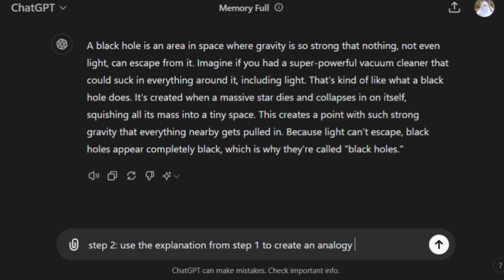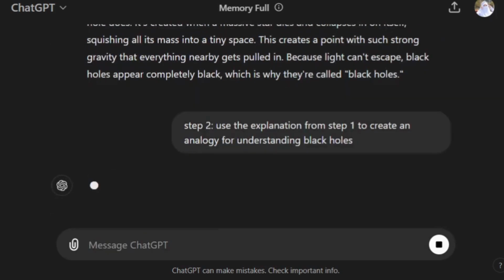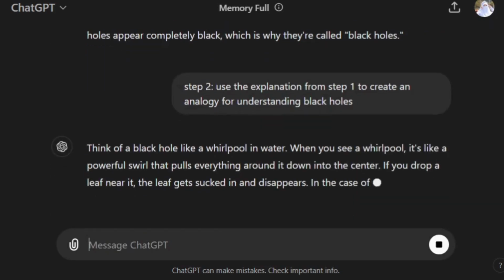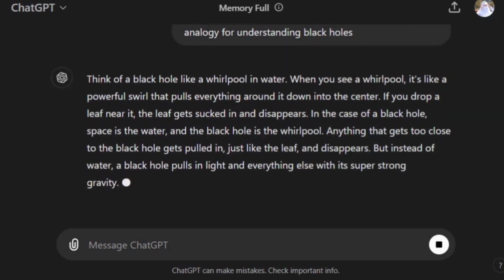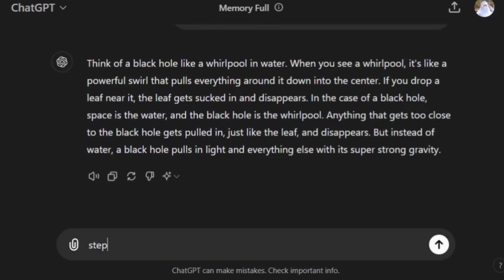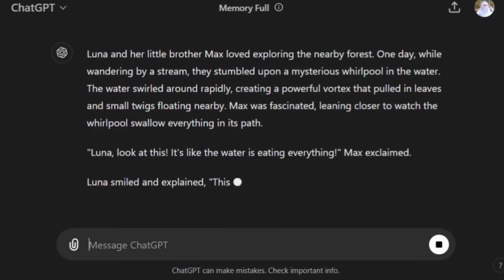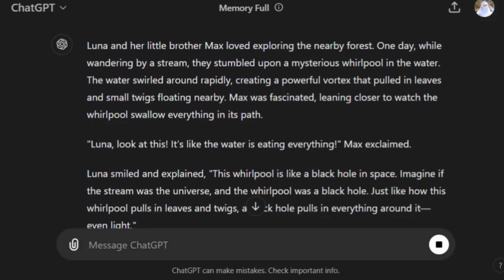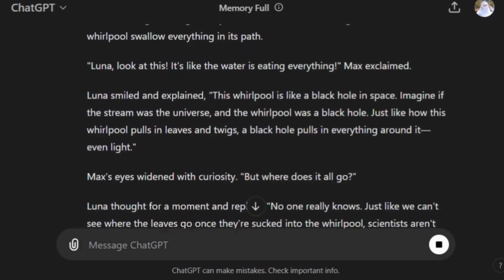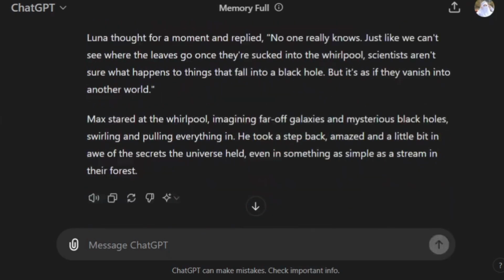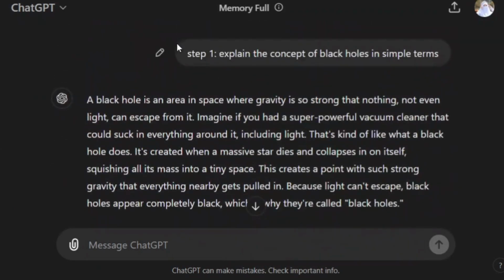Okay, back to topic. Create an analogy for understanding black holes. Now, ChatGPT is creating an analogy for understanding black holes based on the explanation of step 1. Okay, so step 3: write a short story incorporating the analogy from step 2. Now, ChatGPT writes a short story based on step 2. So we can use multi-step prompts in those cases where our task is so complex and huge, and we break it down into small and manageable pieces so that ChatGPT can clearly understand what our goal is.